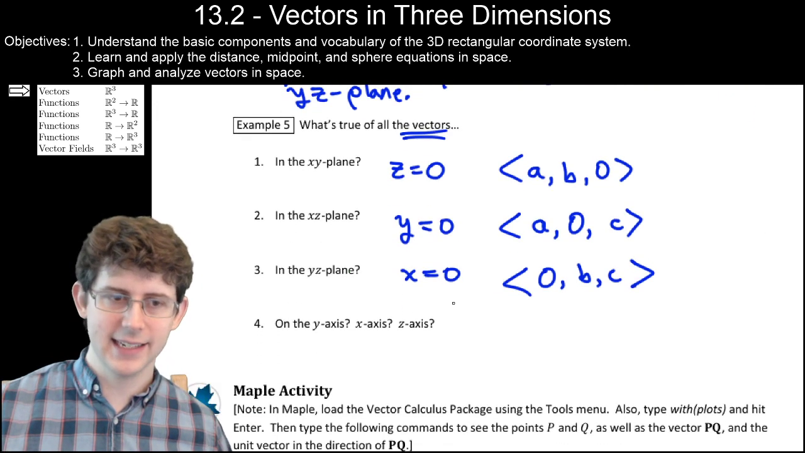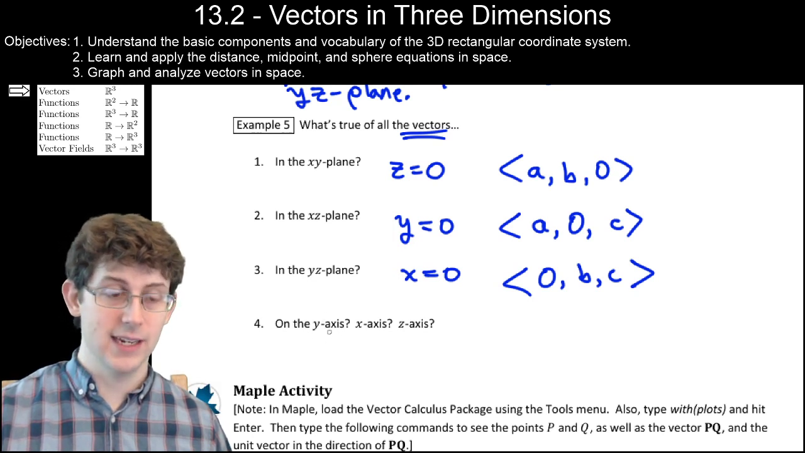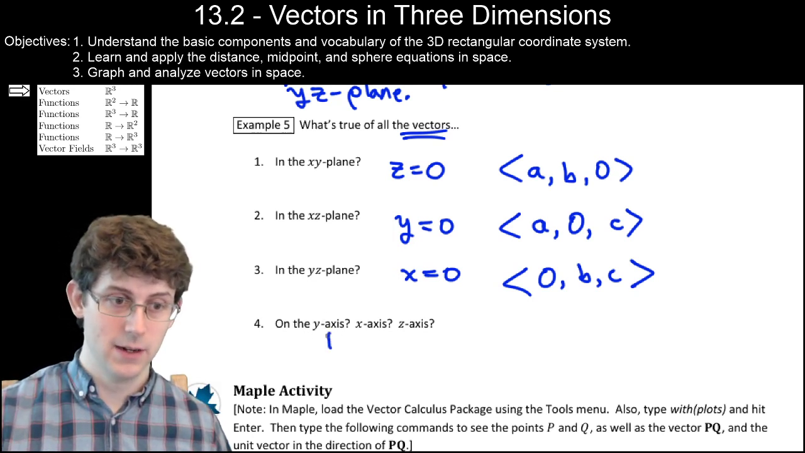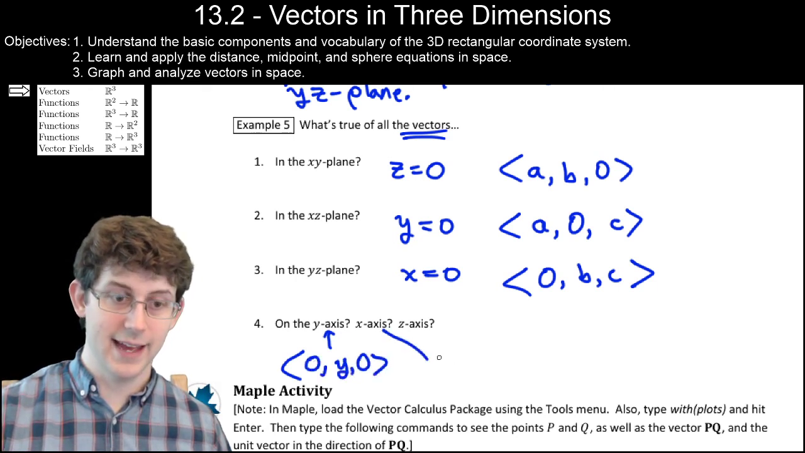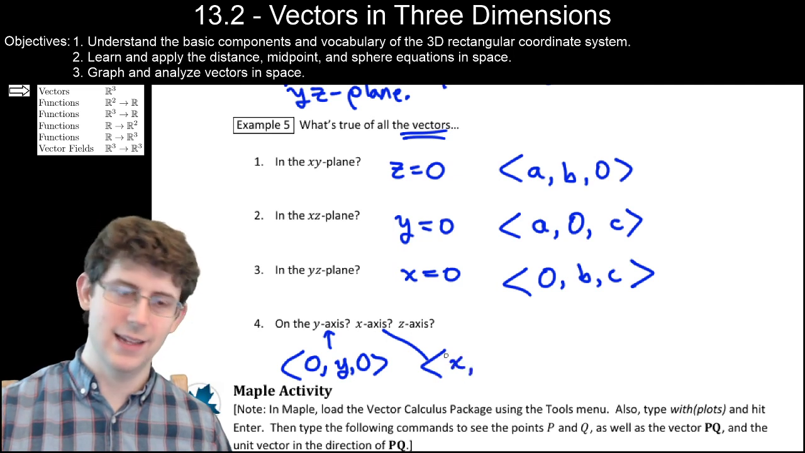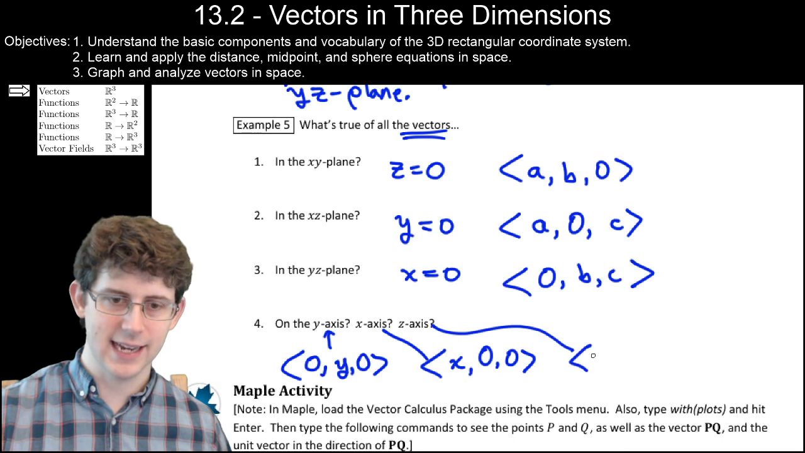Well, to land on the axes, you do the opposite, where to be on the y-axis, you need everything except y to be 0. So to be on the y-axis, you need to be like 0, y, 0. To be on the x-axis, you can be any value of x, but the others have to be 0. And to be on the z-axis, you can only have a z component.